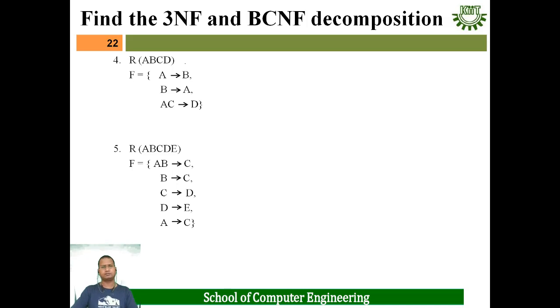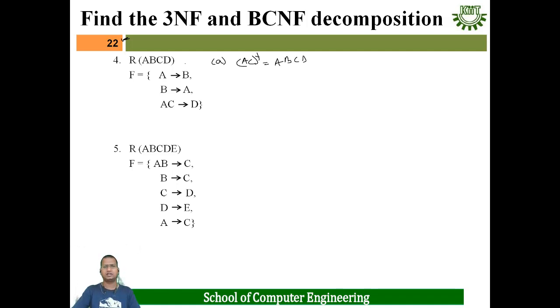Okay, now another question, number 4. In this case, first we have to find out the highest normal form of this relation. Then we will take the AC closure. Then we will get A, B, C, D.